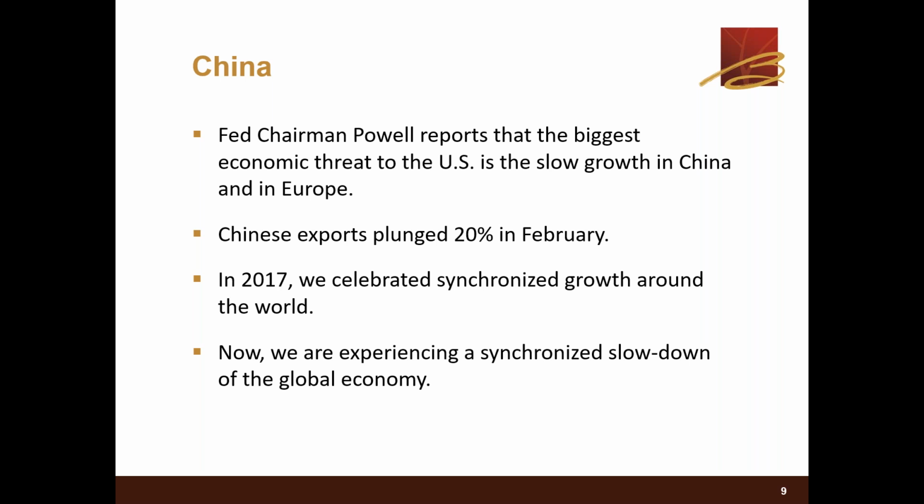It's kind of ironic to us that just back in 2017, we were celebrating synchronized growth around the world, with all economies growing at the same time. Now we're in an opposite position where we're experiencing a synchronized slowdown of the global economy. One point I'd like to make, and I'll probably come back to it, is that slow growth is still growth. And in our view, the chances of a recession are still very, very limited.